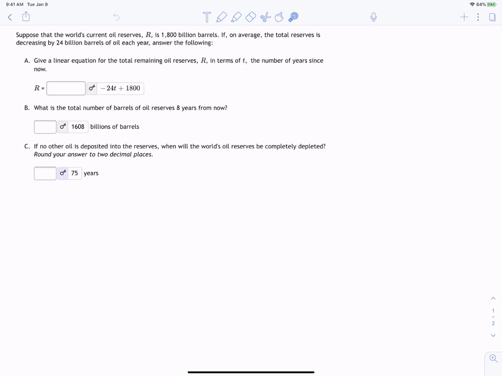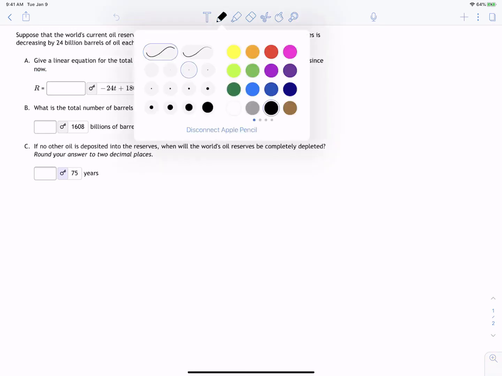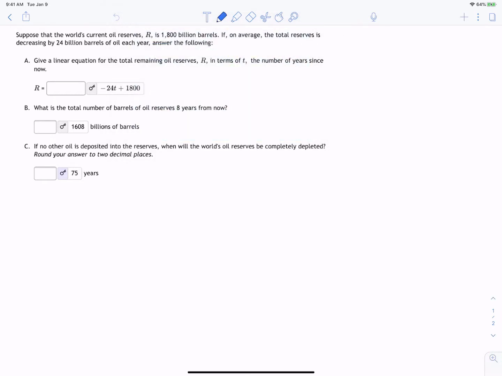So there's a couple of things that we want to note. The first thing we would want to note is the fact that the units are in billions of barrels. And so as long as we keep the units in billions of barrels, we'll be fine. So here, notice that it says the oil reserves are, we know that that will be billions of barrels. And then in terms of T, which is in years.